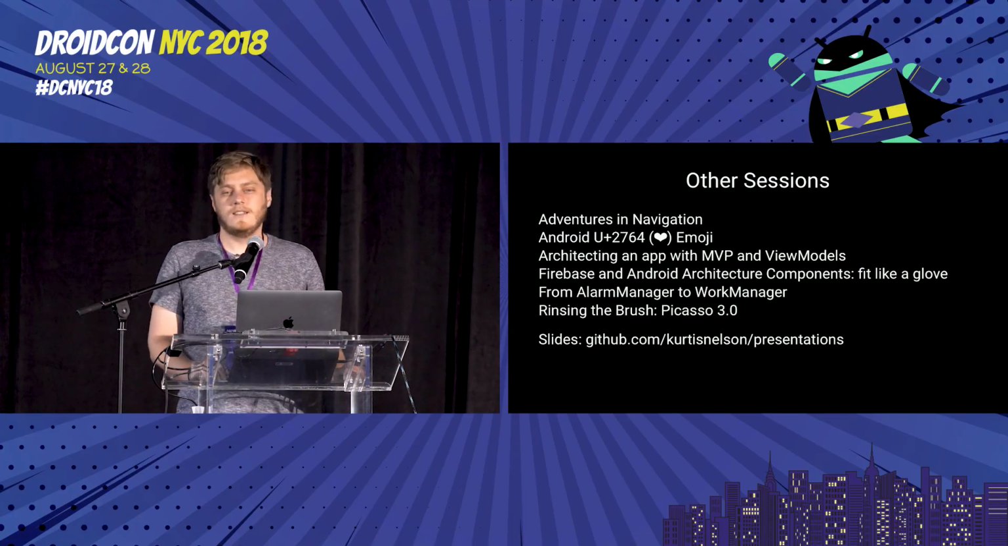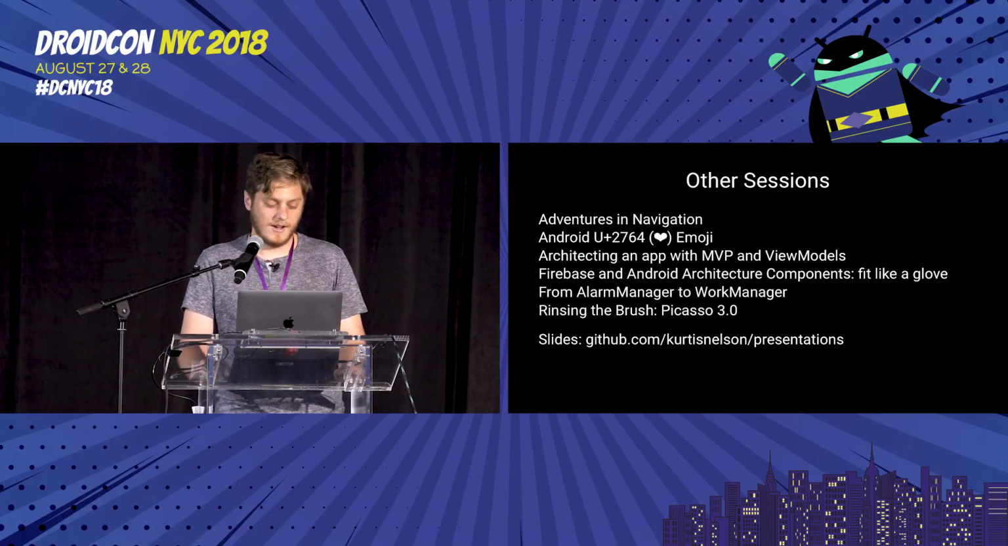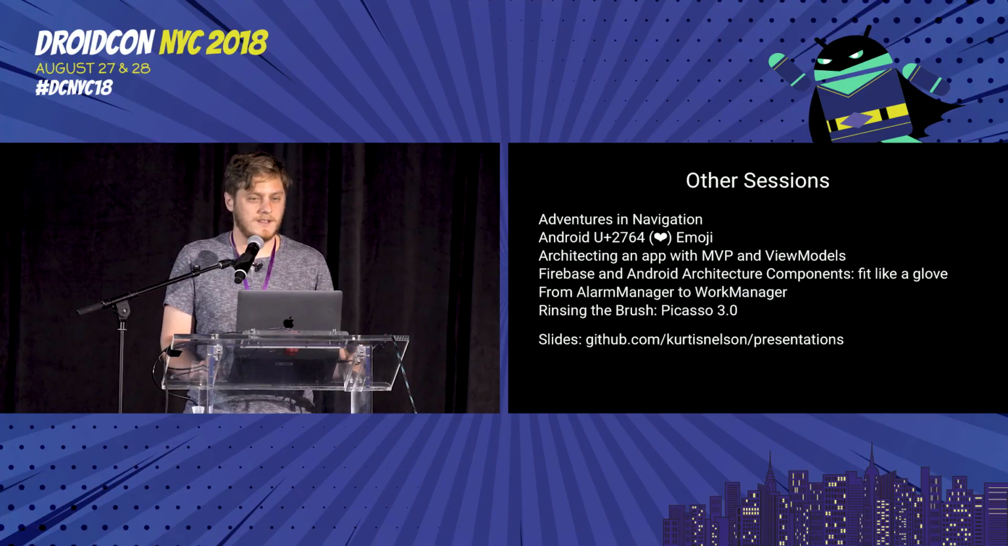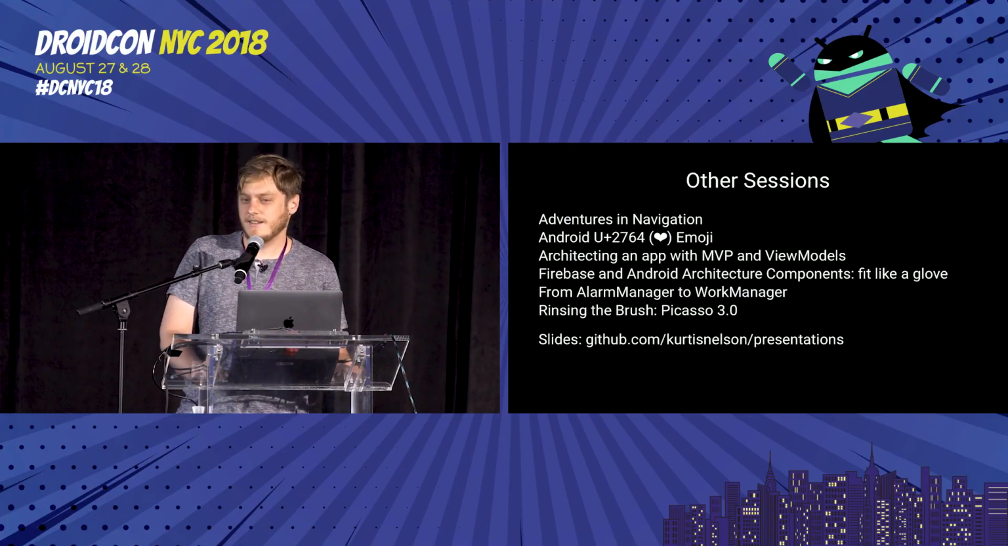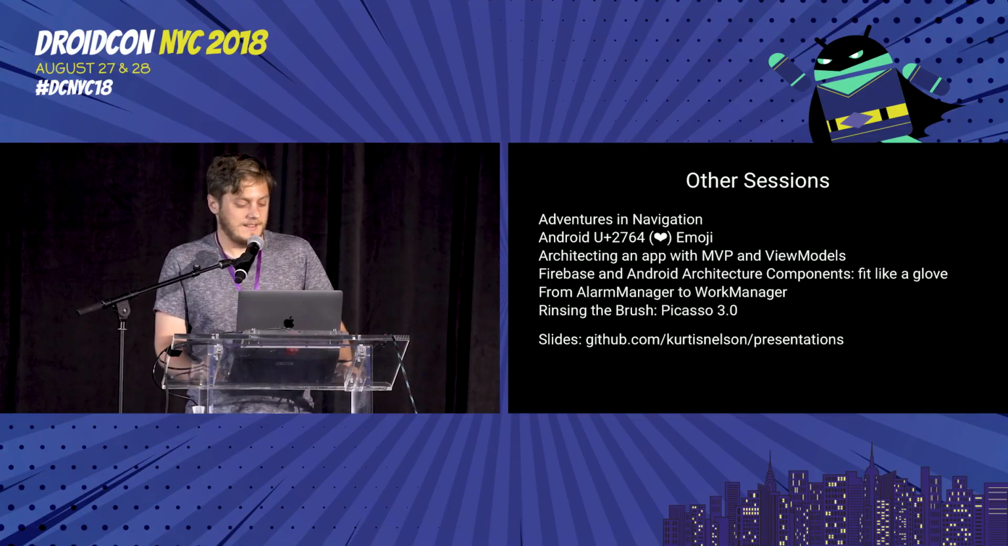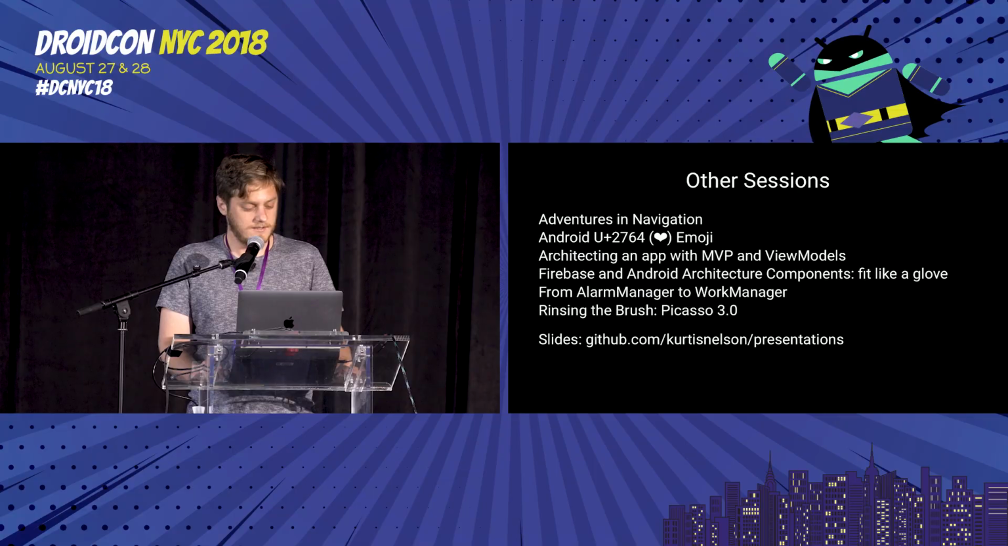So I know this is a very quick overview of all these things, but that's because there are all these great talks happening on these things. Adventures in Navigation, I know that is in the next time slot. I don't know which room it's in. There is one on emoji, and I actually didn't mention emoji compat at all, because as you can tell by my slide deck, I'm definitely a colorful emoji person. Then there is architecting an app with MVP and view models, which I think I will actually go to hear about view models.